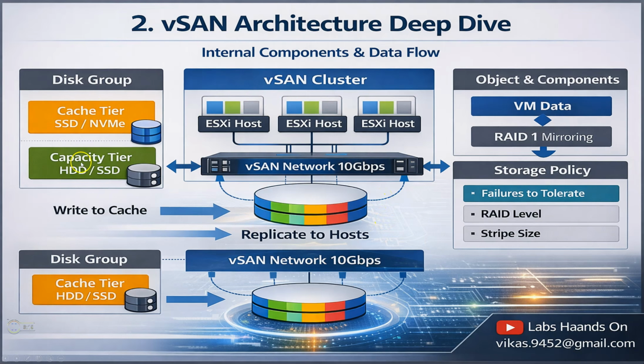So you have the cache disk and capacity disk, and you have the replication from host to host based on dedicated network traffic which has vSAN traffic enabled.